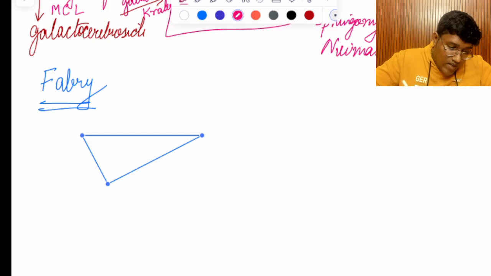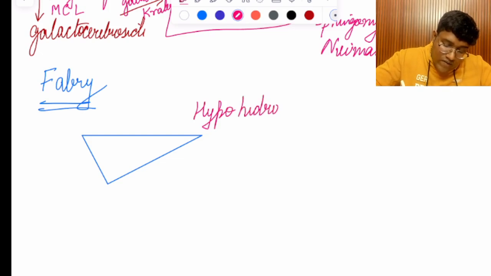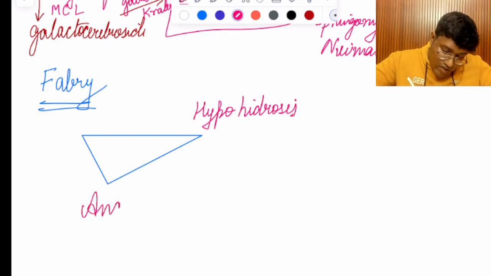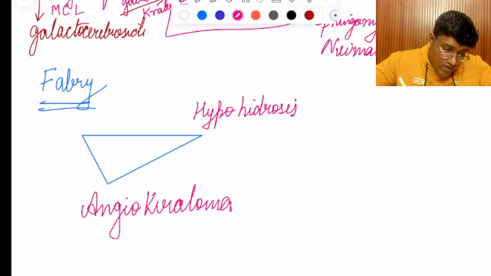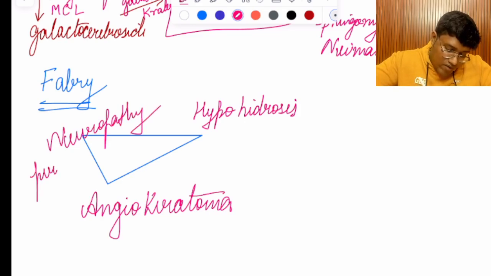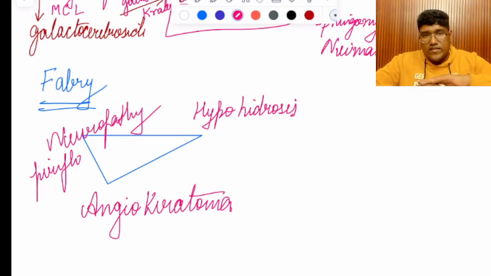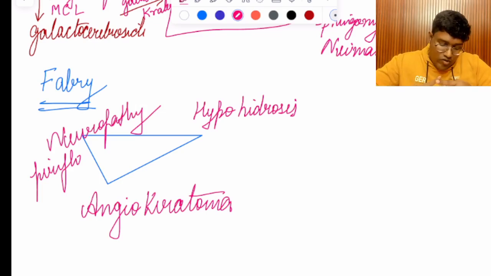So one thing is it's going to have hypohidrosis. They're not going to sweat at all in Fabry's. Hypohidrosis. They don't sweat. Okay, dry skin. You will see angiokeratoma, as well as peripheral neuropathy. So peripheral neuropathy is seen in Fabry's disease. So dry skin, you'll see angiokeratomas and you'll see peripheral neuropathy. So that is Fabry's disease. Peripheral neuropathy, angiokeratomas, hypohidrosis. Done.